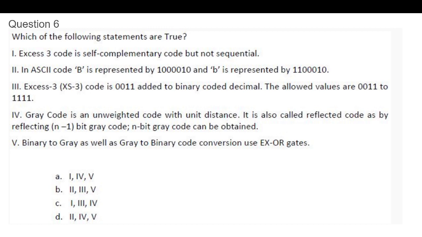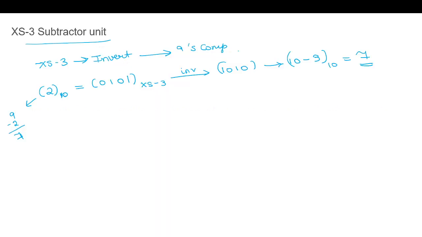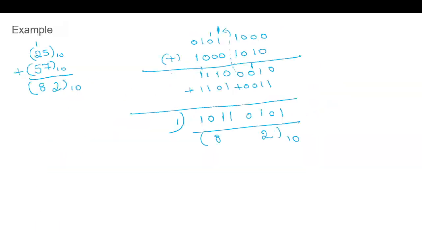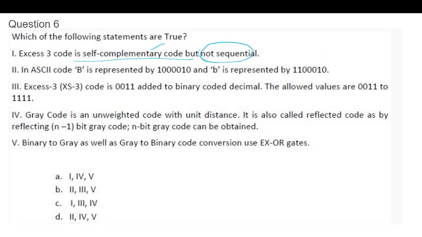So XS3 is self-complementing, yes, and it is a sequential code because as you can see, first will be 3, after that it will be sequential 4, 5, 6. So it is a sequential code only. So this is not correct.